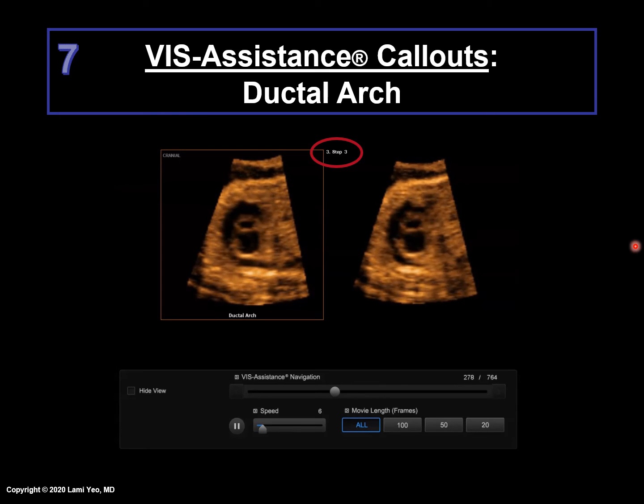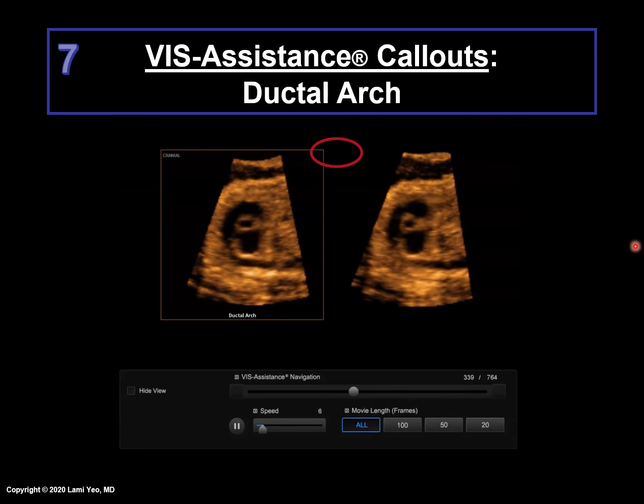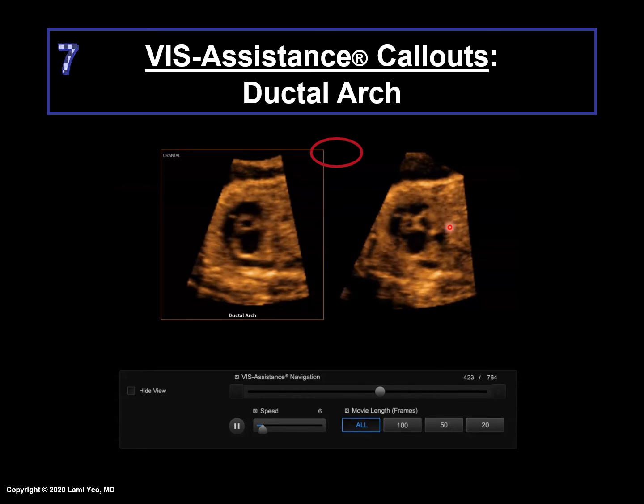The third callout states step 3. Notice that the VISA image on the right is very different from the diagnostic plane image on the left. Step 3 may also show tricuspid valve movement. And you can see this right here.